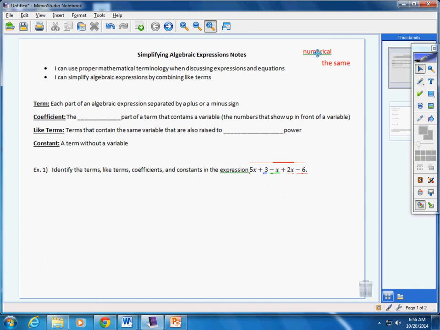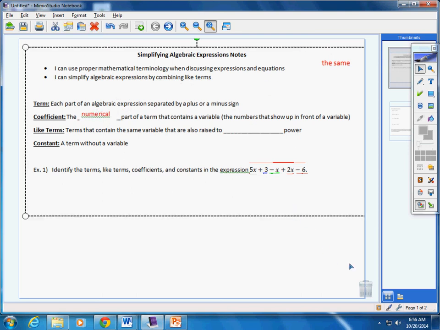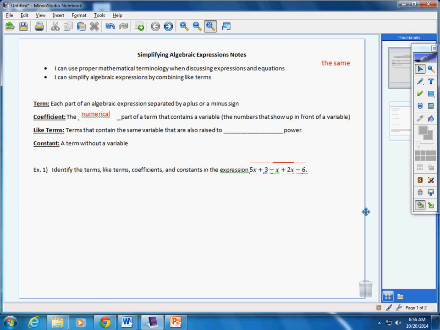Secondly, we talk about the coefficient. The coefficient is the numerical part of a term that contains a variable. So, that means down here in our expression, any of the parts that contain variables like 5x, the coefficient is the numerical part. It's the 5. 5 is the coefficient of x here. And guess what? Over here you have an x, but it just says negative x. Really, there's a negative 1 out front. So the coefficient of this term is negative 1. And the coefficient of 2x is 2.